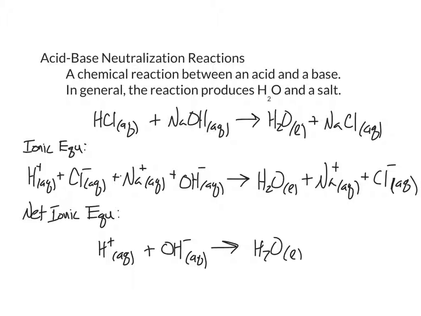Notice that when the acid and the base react together to form the salt, the metal cation of the salt came from the base, and the nonmetal anion of the salt came from the acid.